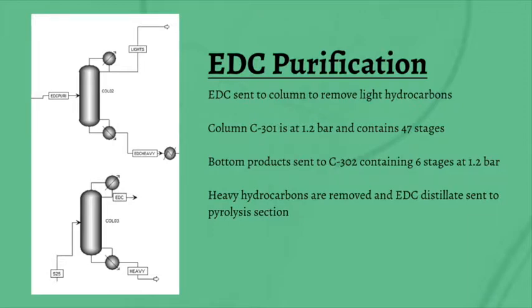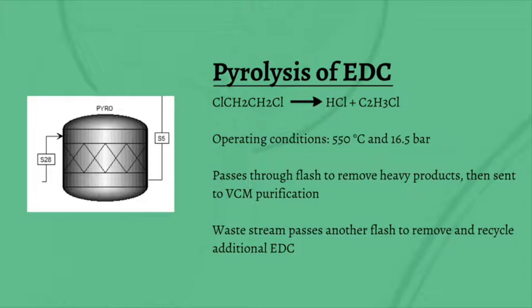EDC from the reactors and low purity EDC from downstream are mixed and sent to column C301, containing 47 stages at 1.2 bar to remove light hydrocarbons. The bottom products pass to a second column C302, containing 6 stages at 1.2 bar, removing heavy hydrocarbon byproducts like trichloroethane. EDC is distillate. High purity EDC is fed into the pyrolysis reactor R401 at 550 degrees C and 16.5 bar, decomposing into VCM and HCl.